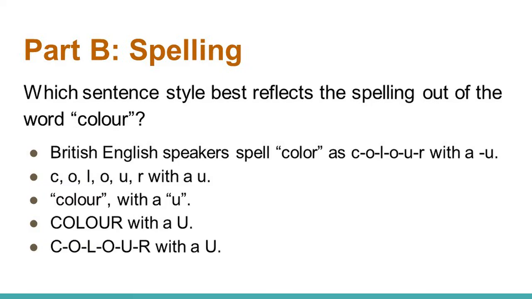So for the second question, we're looking at spelling. So how should we stylize the letters of a word when we're spelling it out? So we ask, which sentence style best reflects the spelling out of the word color? And they'll select from different punctuated forms of British English speakers spell color as C-O-L-O-U-R with a U.